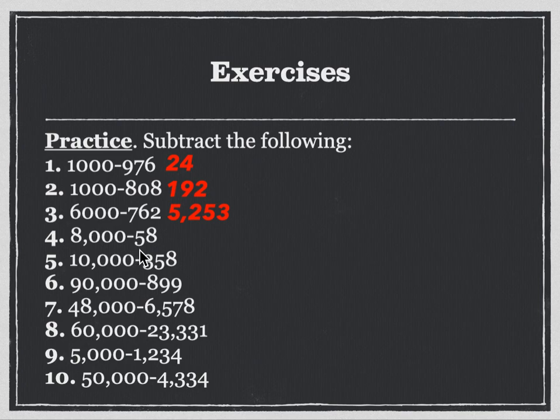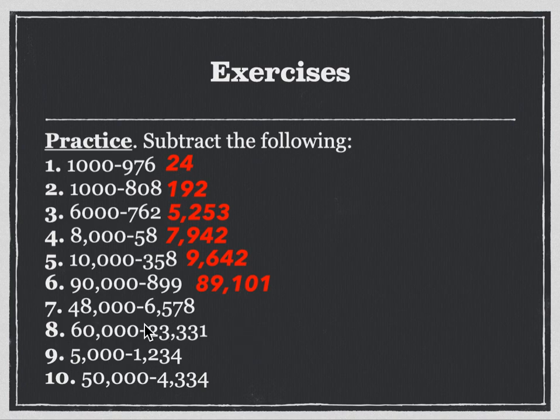Number 4, 8,000 minus 58. So that becomes 7 automatically. So we're going to install a 0 here. 7, 9, 4, 2. Number 5 is 10,000 minus 358. This becomes minus 1. Install a 0 here. 9, 6, 4. Last number is 2. Okay, 9642. Here we have 90,000 minus 899, minus 1, 8. Install a 0 here, so we have 8, 9, 1, 0, and 1.